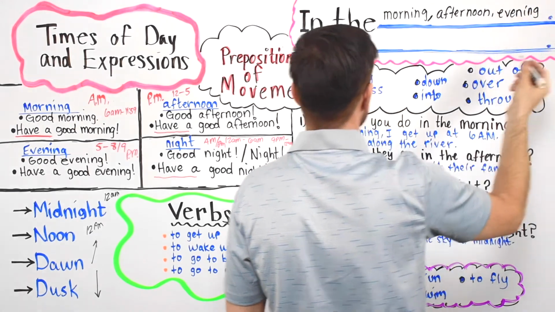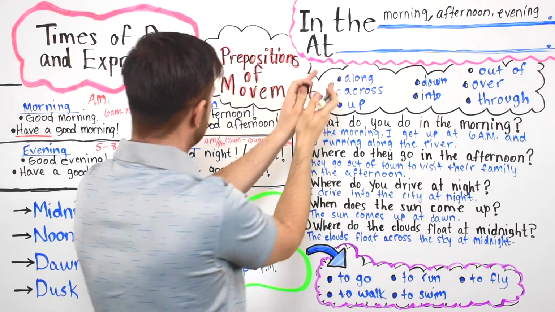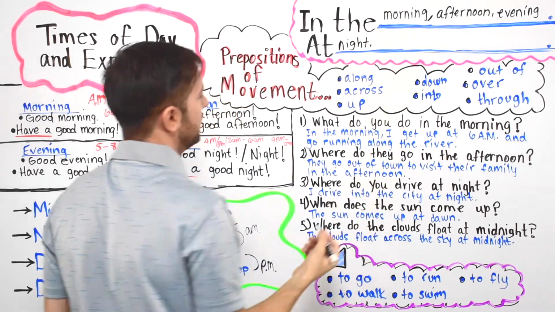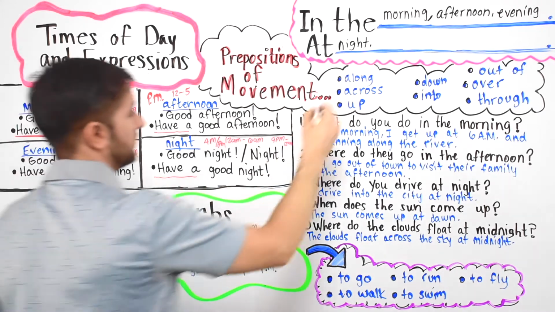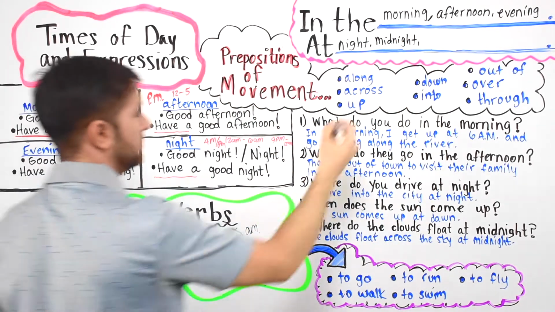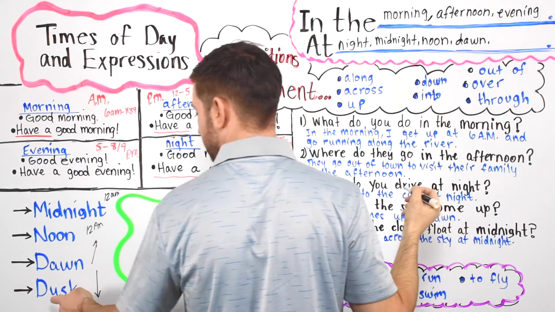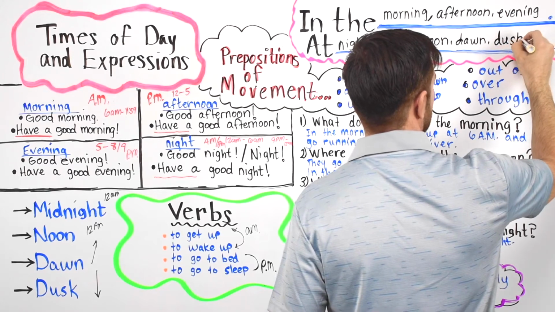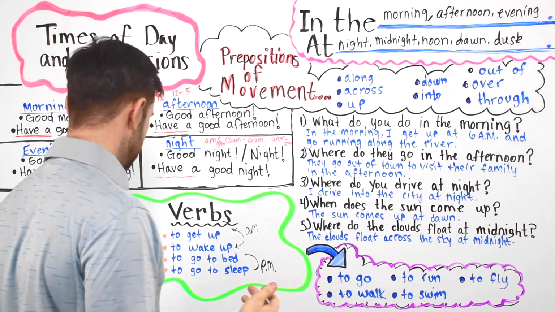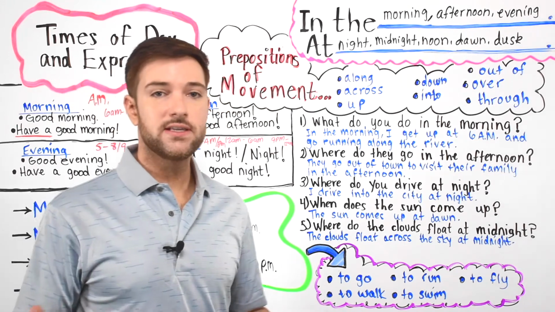Evening, okay. Now when you have "at" here, you can't say at morning, at afternoon, at evening. You have to say at, and you can say at night, N-I-G-H-T. You could say as well at midnight, or you could say at noon, N-O-O-N, at dawn, D-A-W-N, and finally at dusk, when the sun goes down. Remember, dawn is when the sun comes up, dusk is when the sun goes down. So in the morning, in the afternoon, in the evening, at night, at midnight, at noon, at dawn, and then at dusk. Okay, so pretty easy for you to remember.